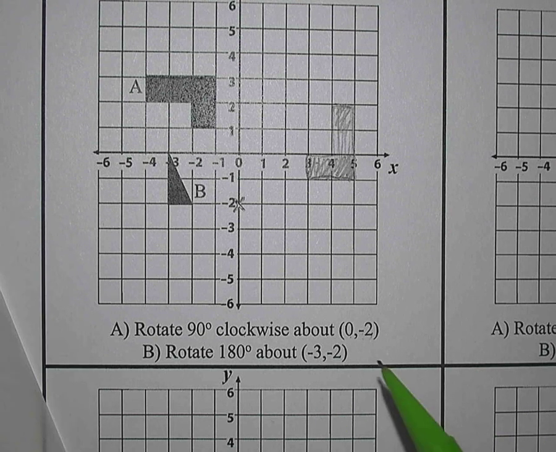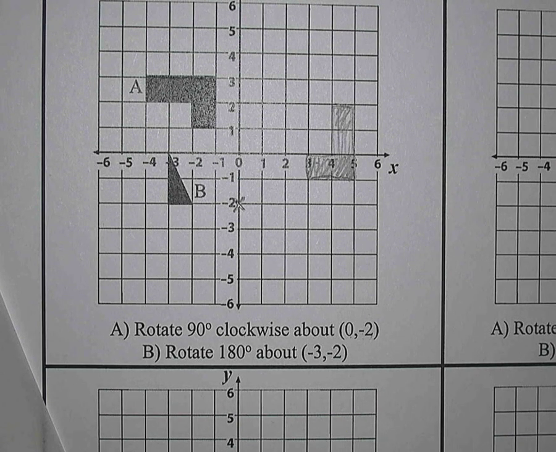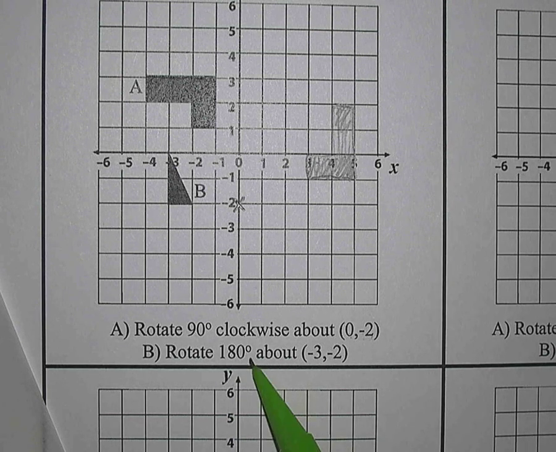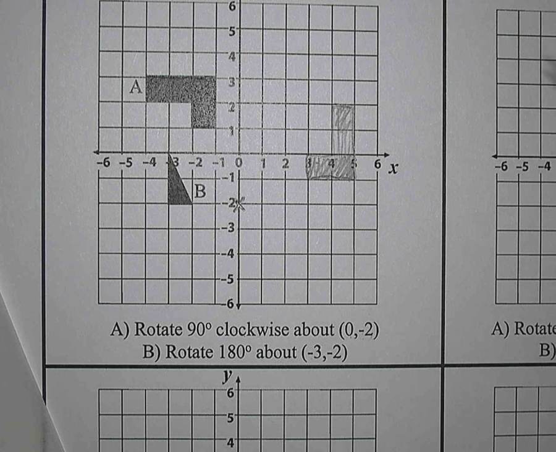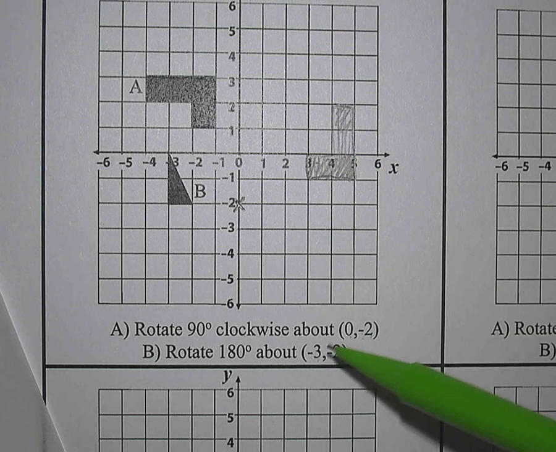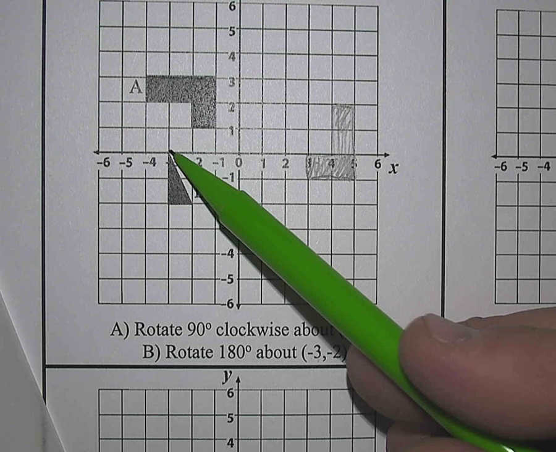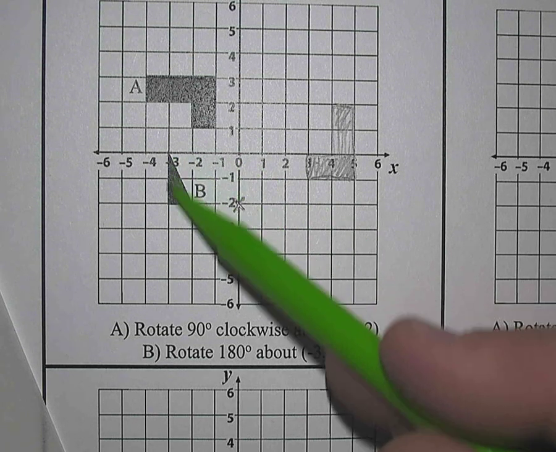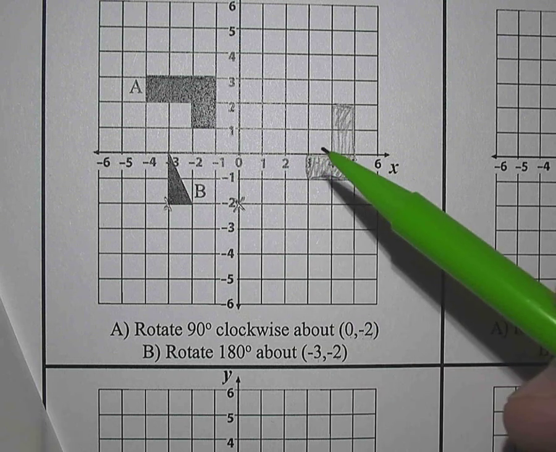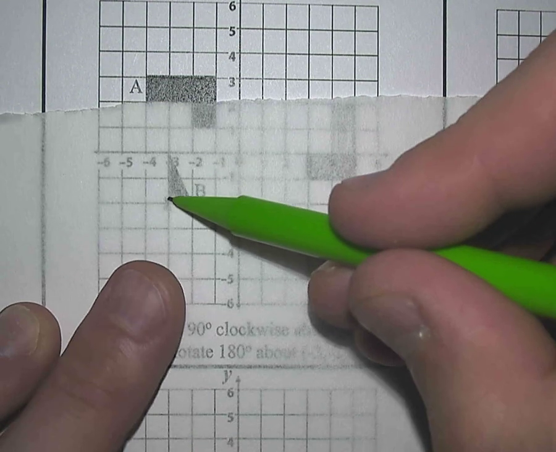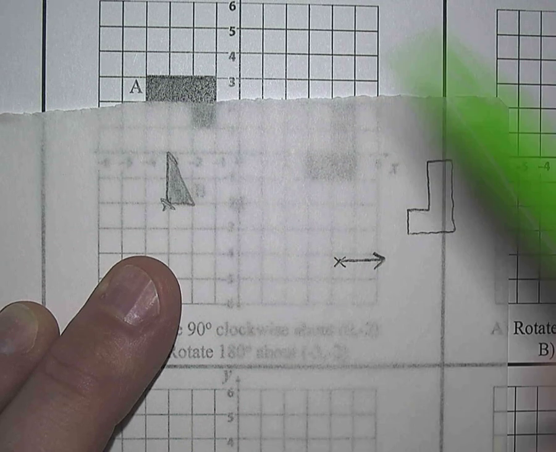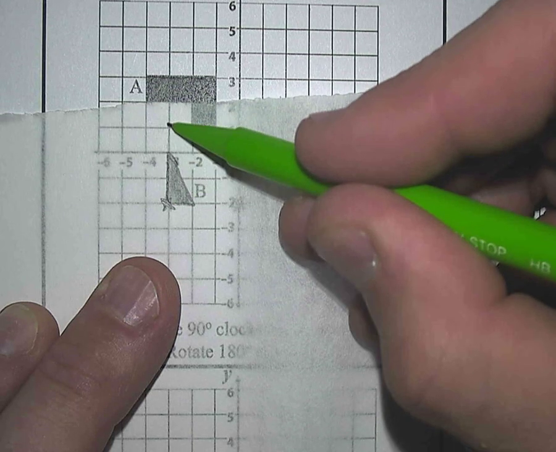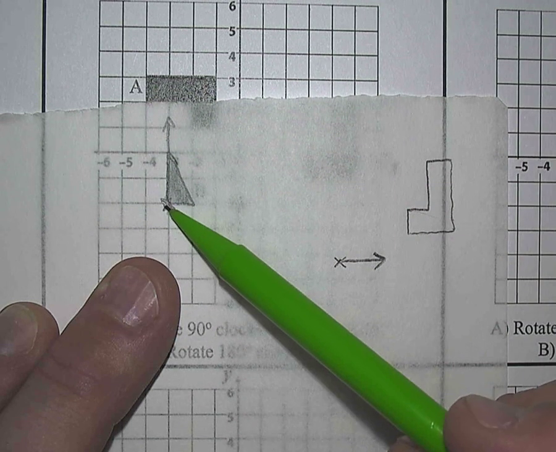Let's do B. Okay, rotate 180 degrees, that's the angle. There's no direction here, but it does say about (-3, -2). So let's put the cross on. So along the corridor -3, so that's that way, and then down 2. So -3 along, 2 down, it's there. So, trace my shape, and the centre of rotation. Put the little arrow on, so the arrow is going up this time. And put my pen on, and now I'm going to rotate.